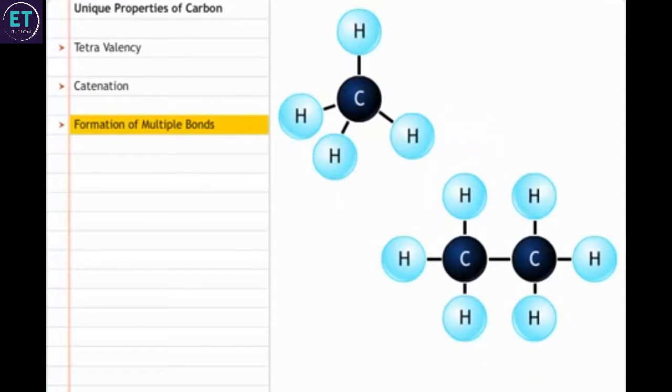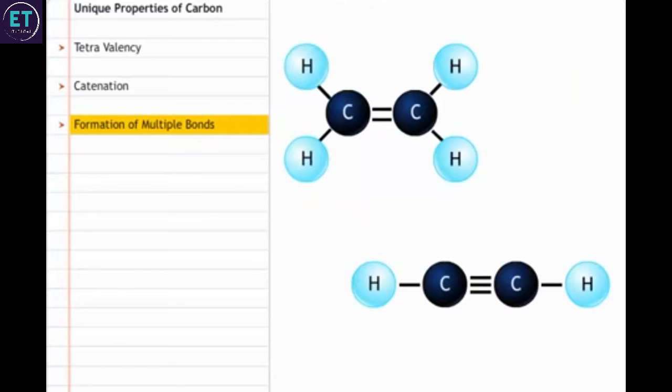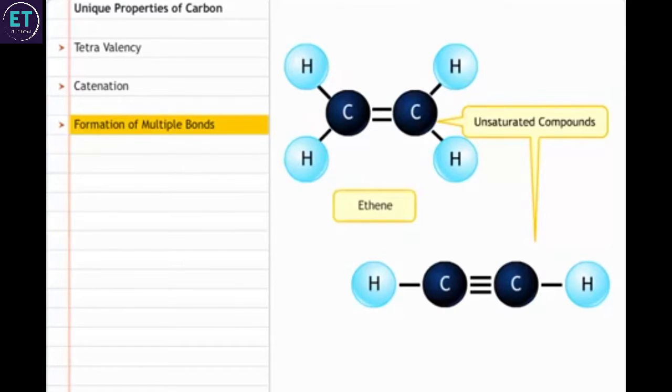The compounds of carbon, which are linked by only single bonds between the carbon atoms, are called saturated compounds. For example, methane, ethane, etc. Compounds of carbon having double or triple bonds between their carbon atoms are called unsaturated compounds. For example, ethene and ethyne are unsaturated compounds.